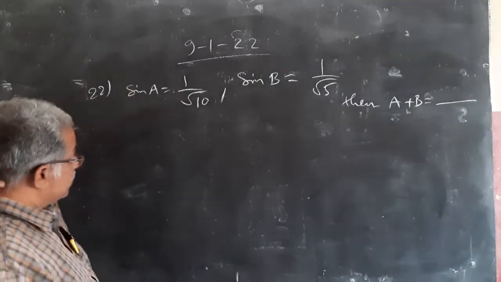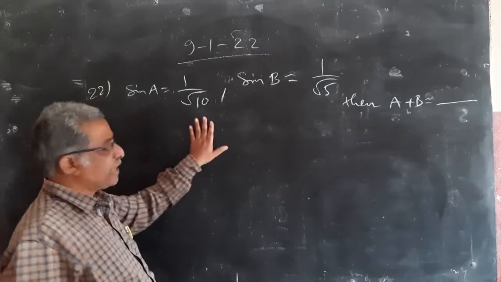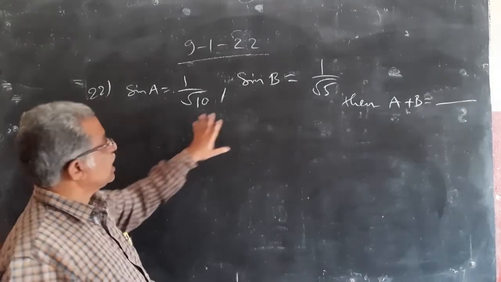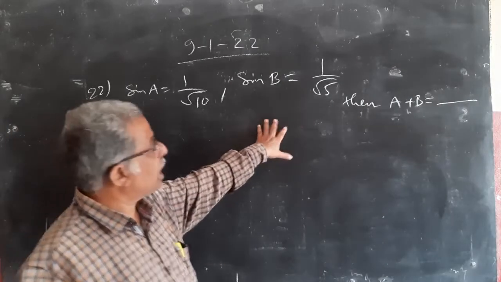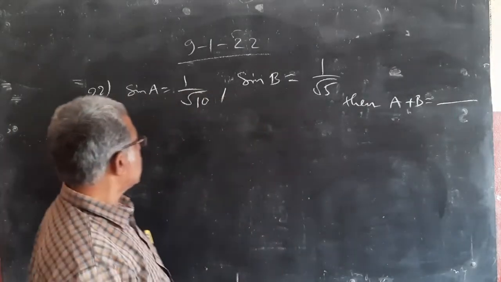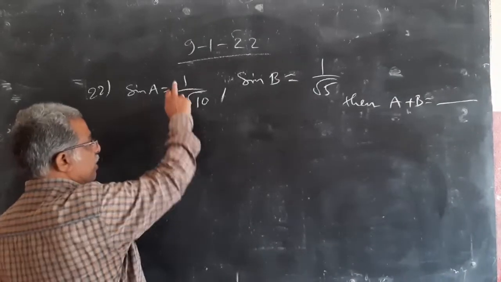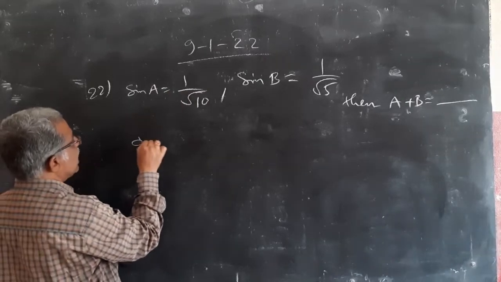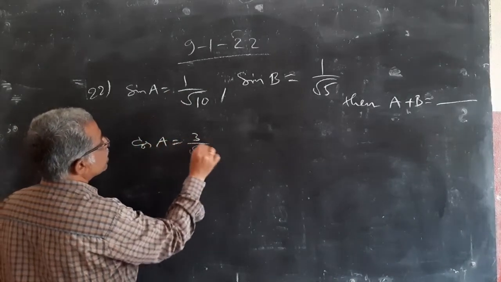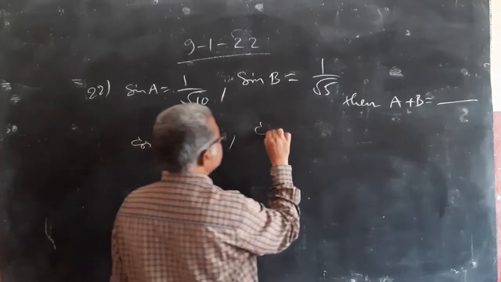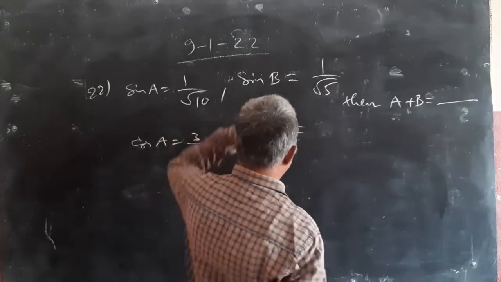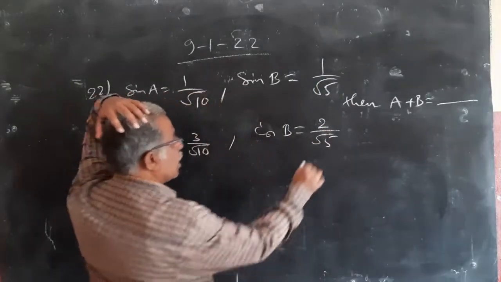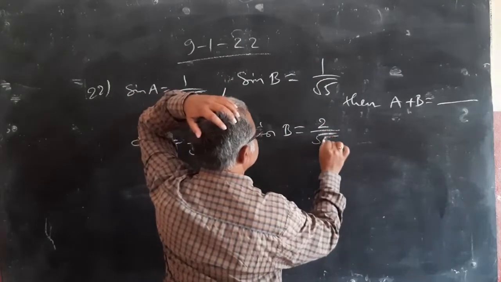So, simple way of doing. This is very simple, you know. Sin A is given. Using Pythagoras theorem, you can find the other side and then you can find cos A. Similarly, you can find cos B. Now 10 minus 1 is root 9, so cos A equals 3 by root 10. And for B, 5 minus 1 is root 4, which is 2, so cos B equals 2 by root 5.